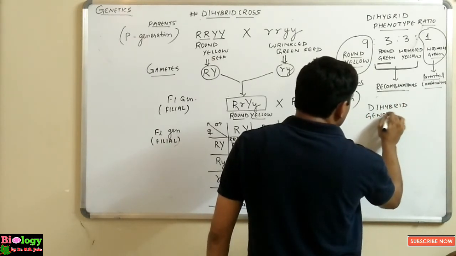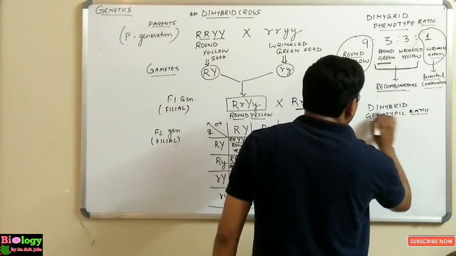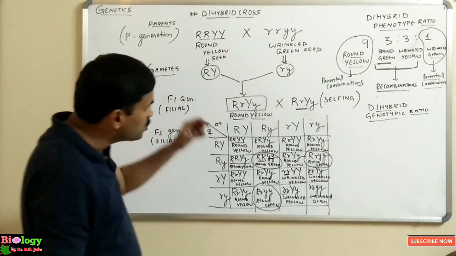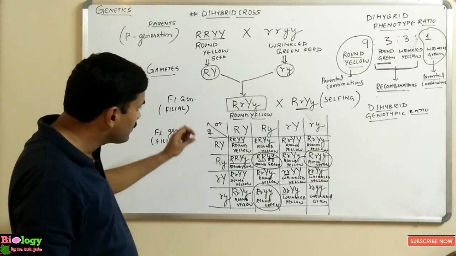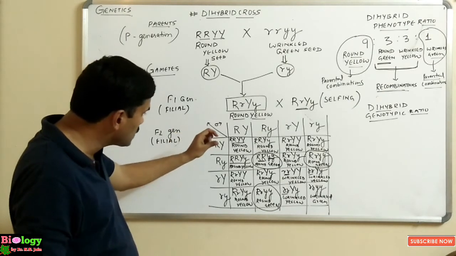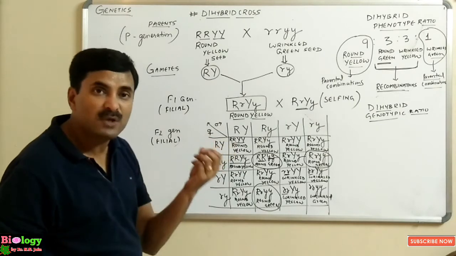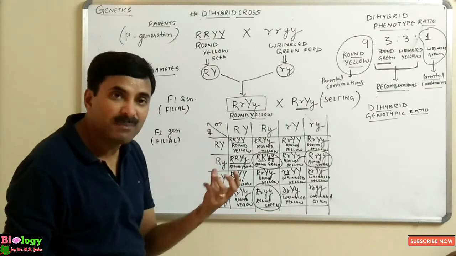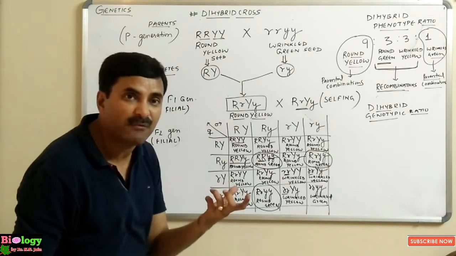Okay, now let's have a look at the dihybrid genotypic ratio. How will we calculate the dihybrid genotypic ratio? To calculate the genotypic ratio, we have to watch each and every box of the checkerboard in the F2 generation. Why? Because we know very well that to calculate the genotype we have to know the genetic makeup of an organism.